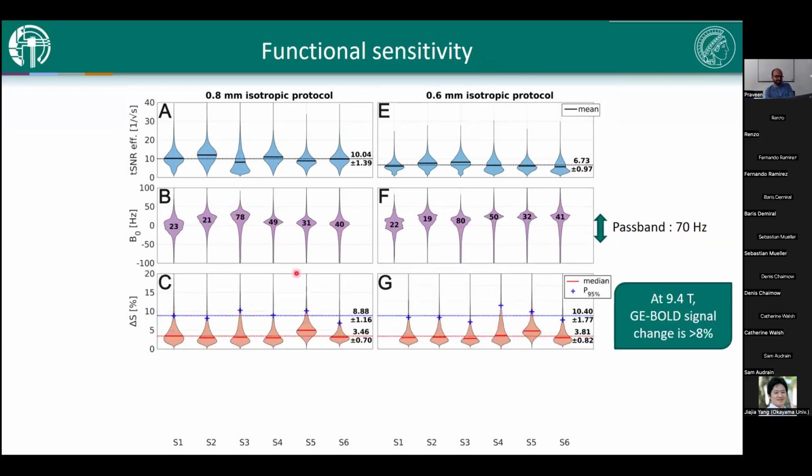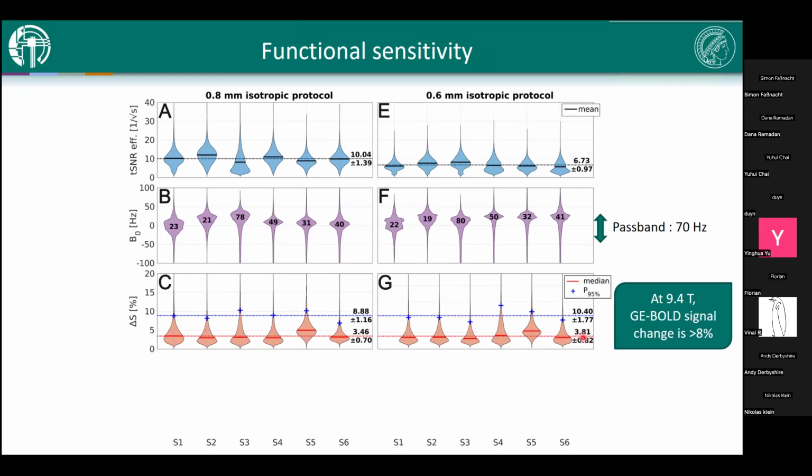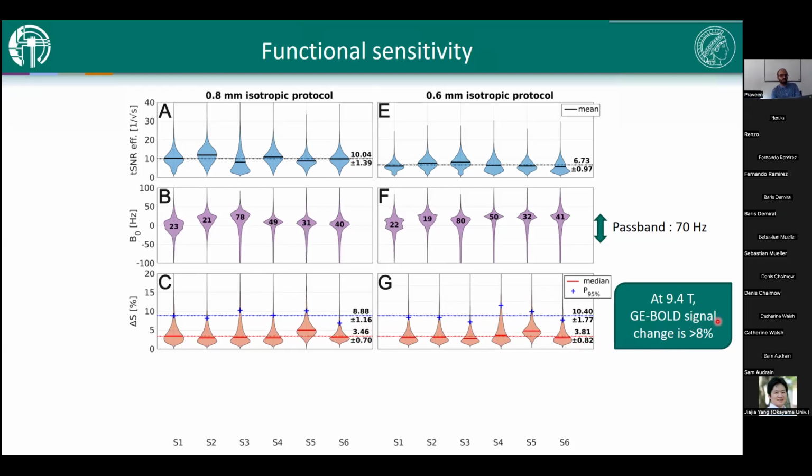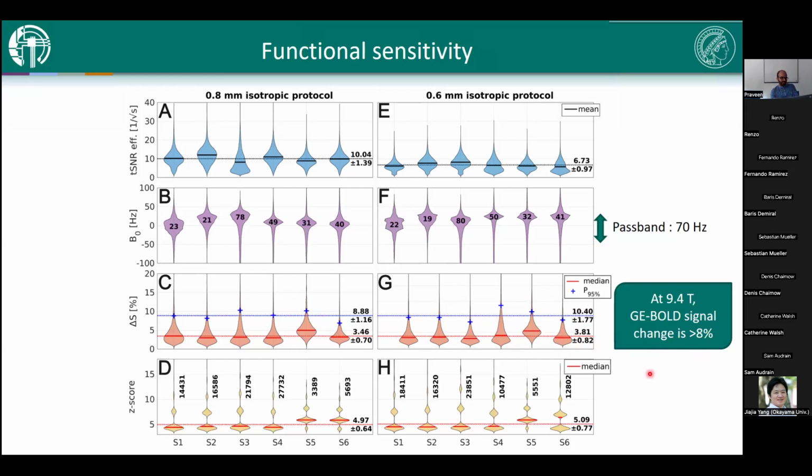And this is the signal change distribution, and this is what most people report, the median signal change, which is roughly 3.4%. And for higher resolution, it's a little higher. And at 9.4 Tesla, when you use gradient echo EPI, you have a signal change of over 8%. So it's a little less than half of what you get. And the z-scores and the number of activated voxels are shown here. Because of the FSL statistics, it has this peculiar distribution.